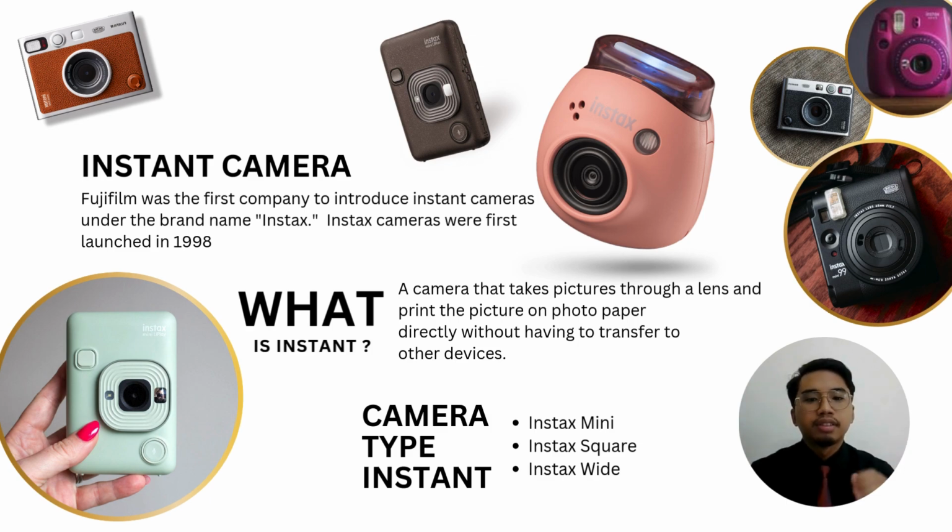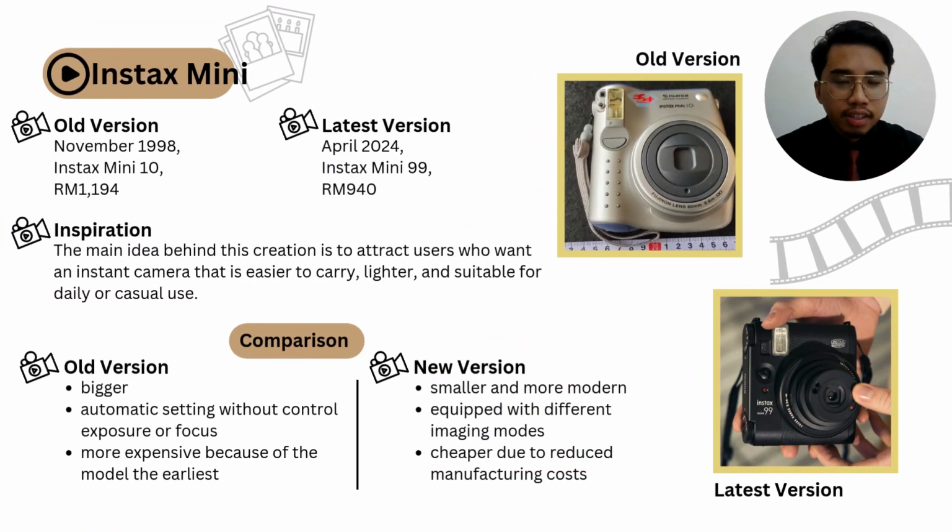They have three types of instant camera. First, Instax Mini. Second, Instax Square, and last, Instax Wide. So I will explain the three types of camera in the next slide. Let's go. If you can see on the slide, yes, this is the Instax Mini.